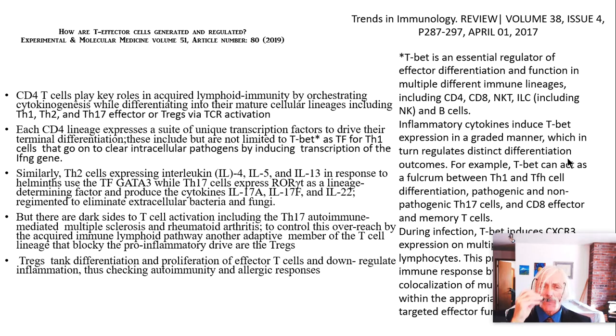What does it tell us? CD4 T cells, which are kind of the progenitor cells, play key roles in acquired lymphoid immunity by orchestrating cytokinogenesis, that is the synthesis of new T lymphocytes, while at the same time differentiating to the mature cellular lineages, including these lineages, which we will cover in some detail: Th1, that's T helper cell 1, Th2, Th17, important for viral infections, and Tregs, which normally control or suppress the pro-immune response generated by Th1, 2, and 17.